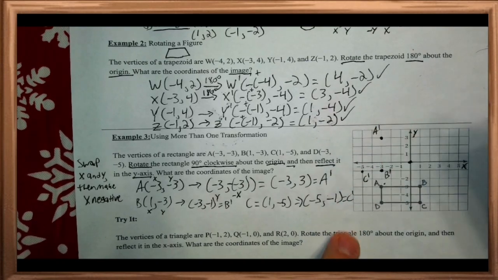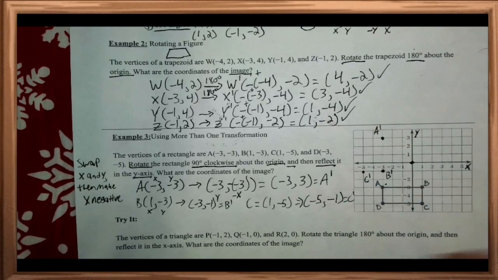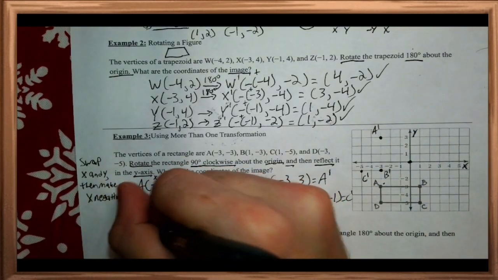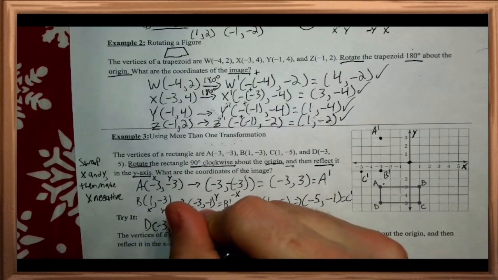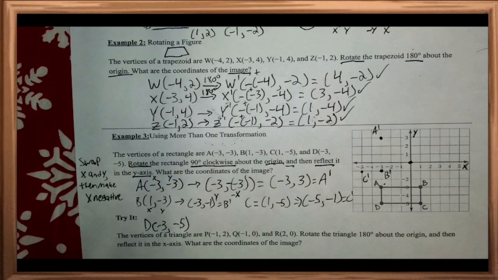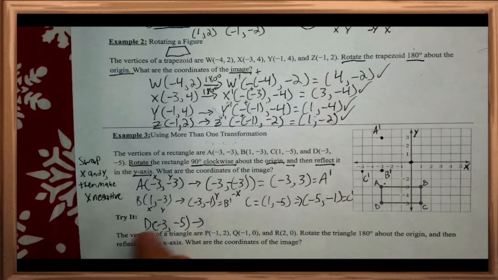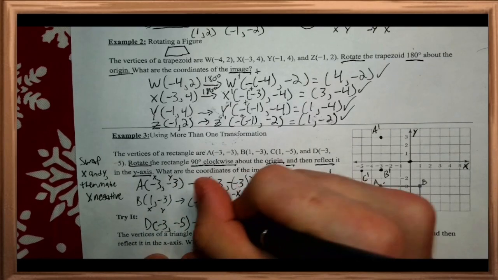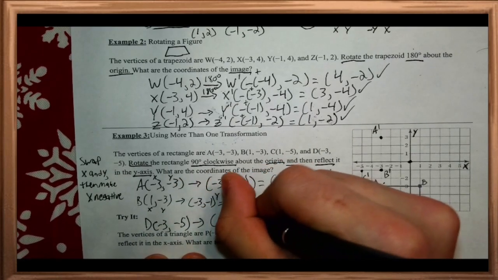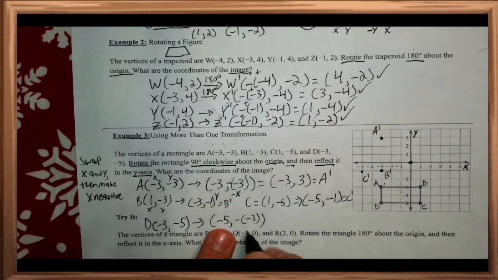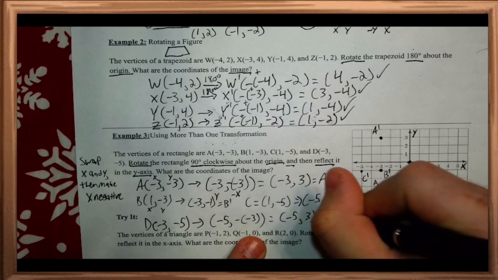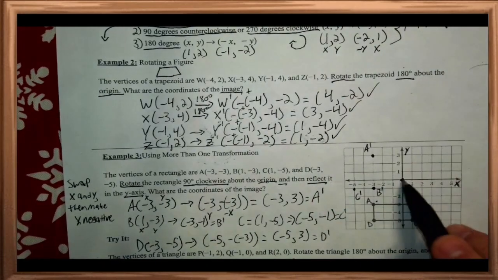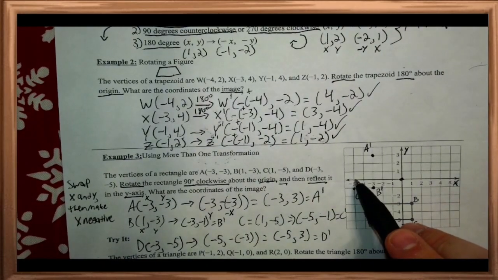So there's C prime. And then finally, D prime, right? We need to find D prime. So D is given by negative 3, negative 5. Swap, make the x negative. So we're going to get negative 5, negative, negative 3. Double negative is a positive, negative 5, positive 3. And that's going to give us D prime. So, negative 5, 2, 3, 4, negative 5, 1, 2, 3.